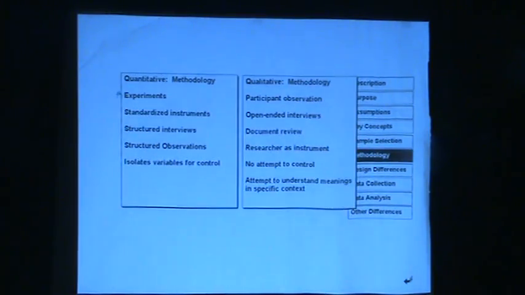Methodologies. Quantitative: experiments, standardized instruments, structured interviews, structured observations, isolates variables for control. Qualitative: participant observation, open-ended interviews, document review, researcher as the instrument, no attempt to control for things, attempt to understand meanings in specific context.